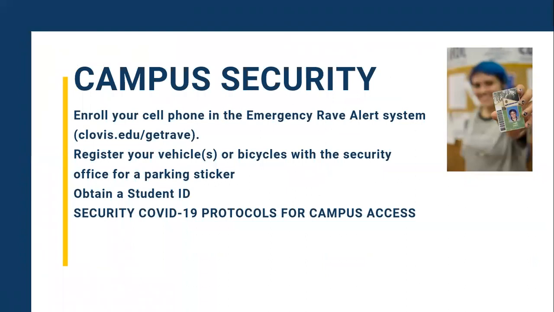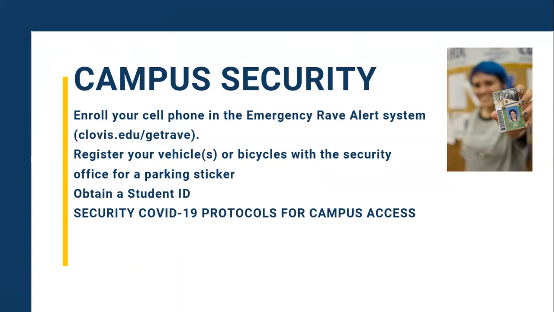Campus security. So we do have a campus security online. This is where you can make sure at the beginning of the semester that you enroll in our emergency Rave alert system. You can go to clovis.edu/get-rave. This is where if we have inclement weather, if we have closures, if we have, let's say, a blackout on campus, this is where it'll tell you if classes are canceled, if we're closing for the day.